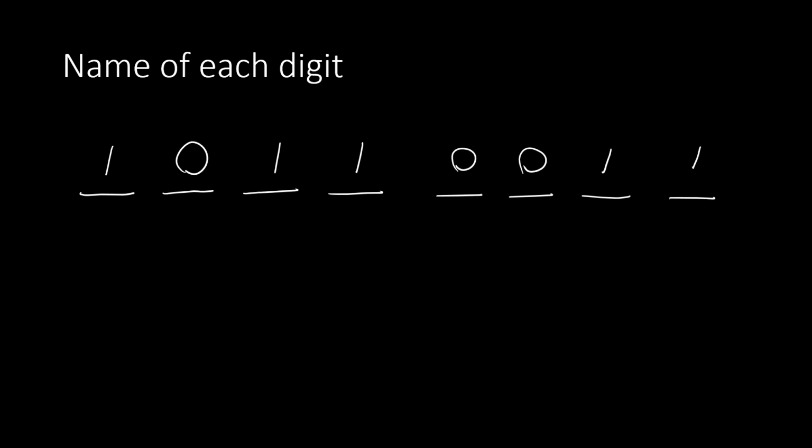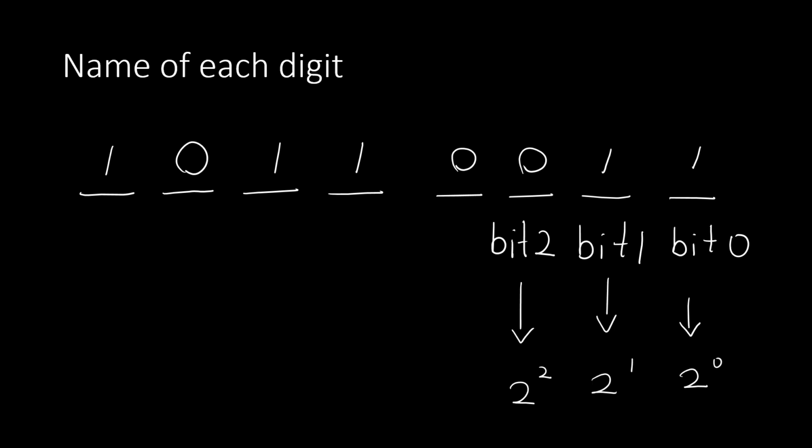In order to distinguish different digits in a number, we give a name to each digit. Starting from the right-hand side, it's called bit 0, bit 1, bit 2, each with a power of 2: 2 to the power of 0, 2 to the power of 1, and 2 to the power of 2, and so on. So here will be bit 3, bit 4, bit 5, bit 6, and bit 7.